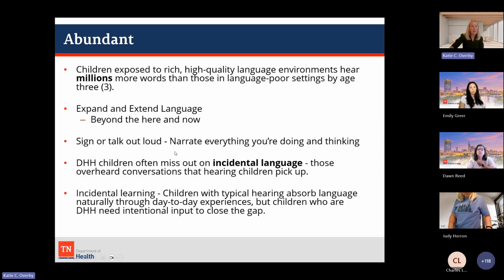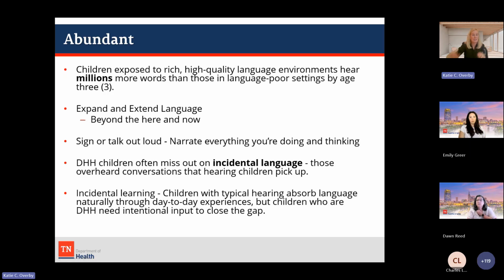Sing or talk out loud. So narrate everything you're doing. Washing the dishes, I'm not going to sing for you all because we'd have a mass exodus of people, but while you're doing the dishes, this is the way we wash our dishes, so you get the idea. But you can narrate, you can sing, we're going to build our blocks, and any tune works.